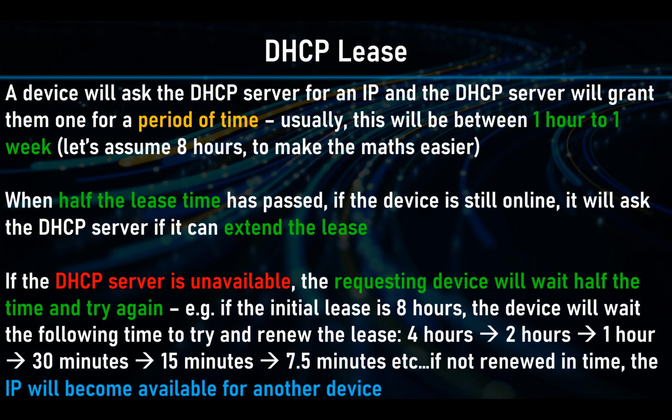If the DHCP server is unavailable, then the requesting device will wait half the time and try again. For example, if the initial lease time is 8 hours, the device will wait for 4 hours, and try to ask if it can continue using the IP. If the DHCP server is unavailable, it's going to wait another 2 hours and try again. If it's unavailable again, it's going to wait another 1 hour, then 30 minutes, 15 minutes.